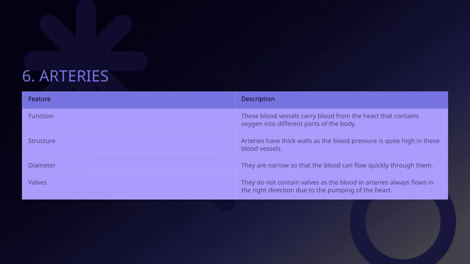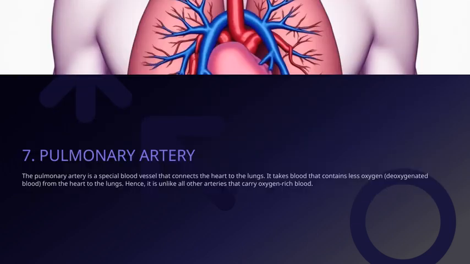Let's talk about the pulmonary artery, which is quite special among blood vessels. Unlike other arteries, its main role is to connect the heart directly to the lungs. Now, what makes it unique is the type of blood it carries. It transports blood that has less oxygen, known as deoxygenated blood, from the heart to the lungs for oxygenation. This is a key point because, typically, arteries carry oxygen-rich blood, but the pulmonary artery is an exception to that rule. Understanding this helps us see how the heart and lungs work together seamlessly in the respiratory and circulatory systems, ensuring our body gets the oxygen it needs.